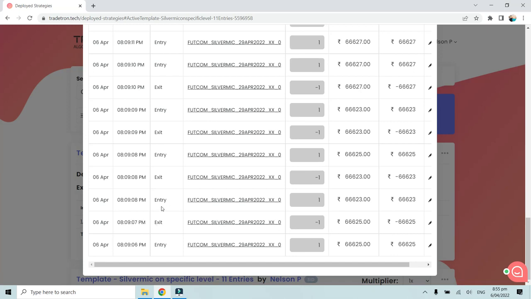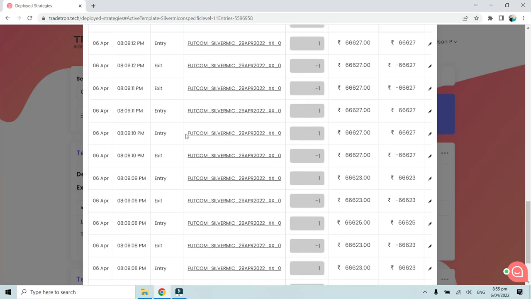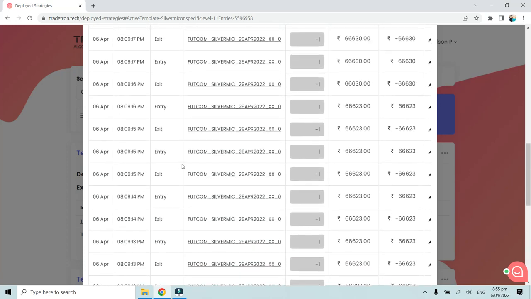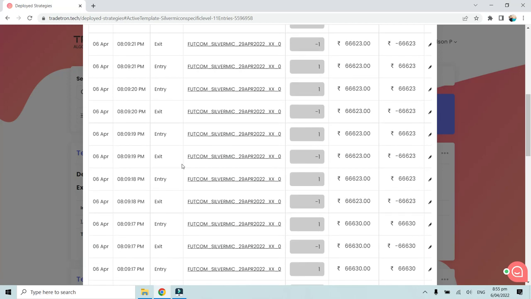As you can see, after this exit was met, it again went into entry mode. Again it took entry at 8:09, again exited at 8:09, again entered at 8:09, again exited at 8:09, and this way it kept on entering into a buy trade and kept on selling it. So this can be a very risky situation. The way to identify this, why this happens and how to fix it, is what we are going to discuss now.